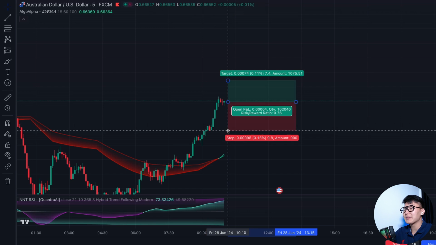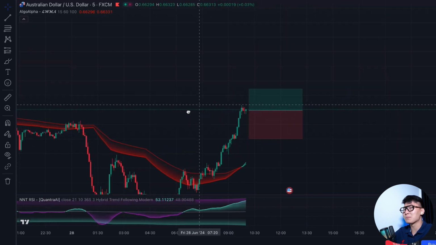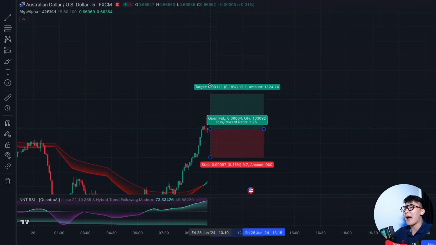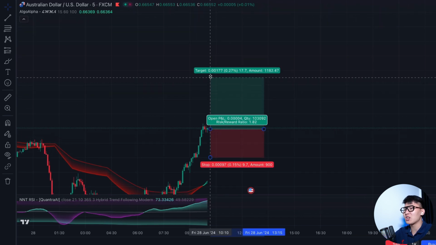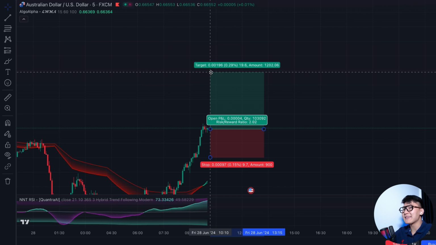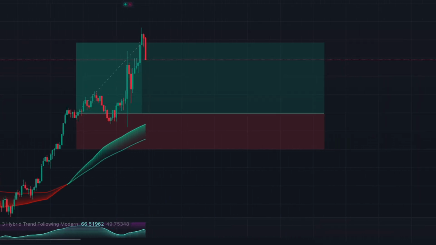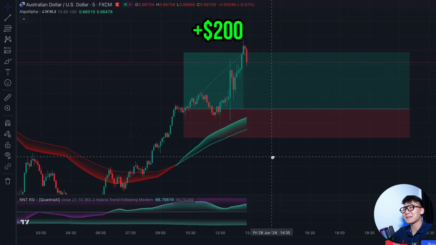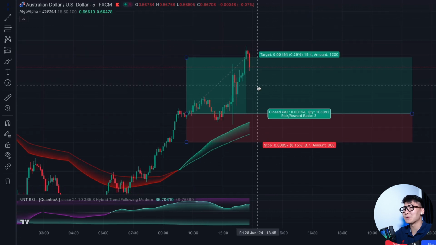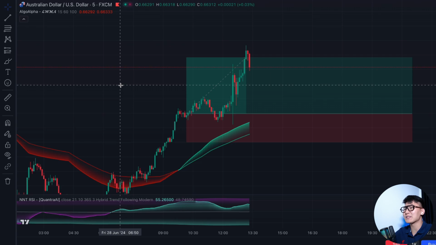The entry point is here and the stop loss at this level, and a 1:2 take profit, and the conditions are met, and the color changed from red to green. Let's see the result of this long position. My long position closed successfully. I earned $200. It was a strong signal, and let's find another position, guys.